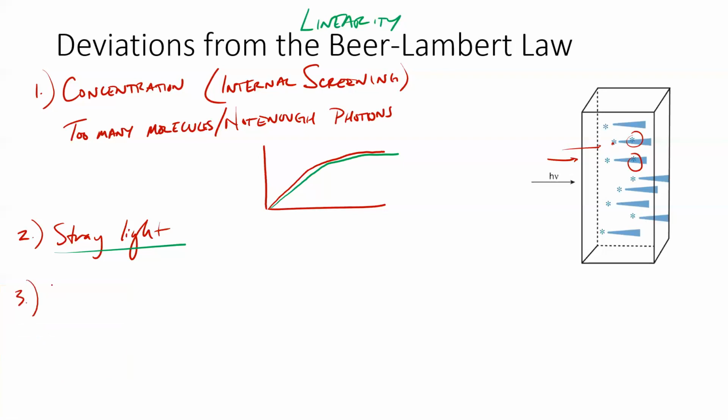Another issue could be that there's actually some reaction that's going on, right? If we have a reaction in the cuvette, then that absorbance will change over time. And so you may have a really wonky calibration curve when you go to plot it because of whatever reaction is occurring in your cuvette.